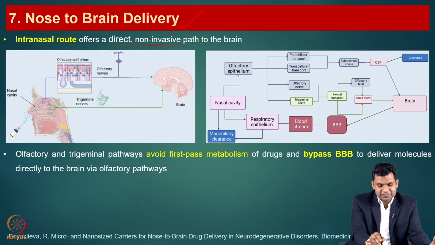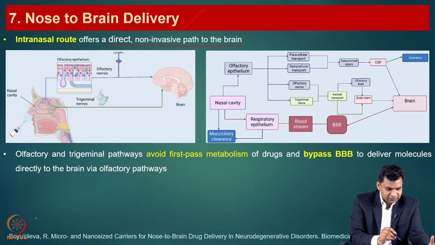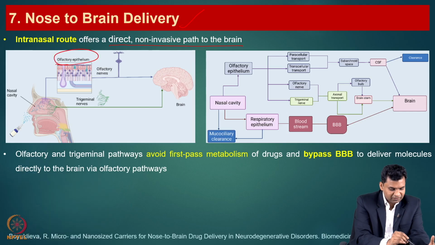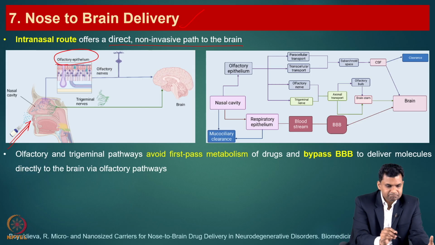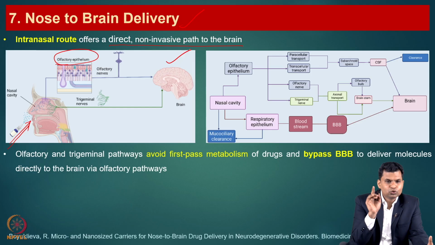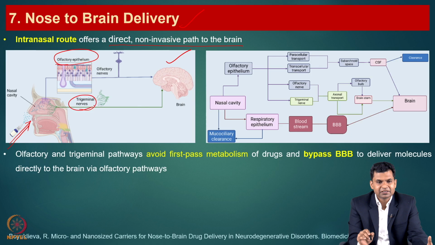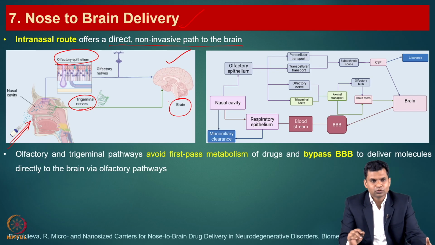With this we can reach the target directly and it is a non-invasive route, because of one interesting thing, that is the olfactory epithelium. When you spray any product through the nasal cavity, it will bypass the blood brain barrier, and can enter into the target site, into the brain, via two routes. One is the olfactory epithelium, second is the trigeminal epithelium, or you can say trigeminal nerves. With that we can reach the target by using nose to brain delivery.